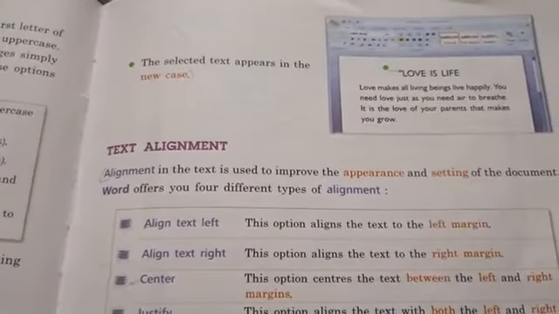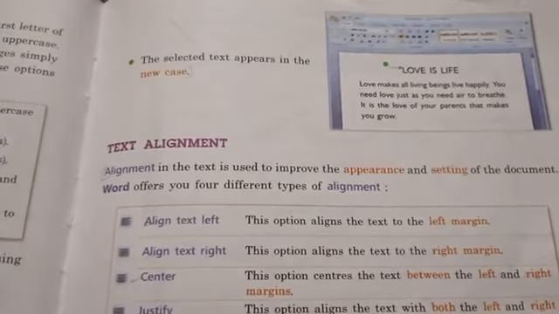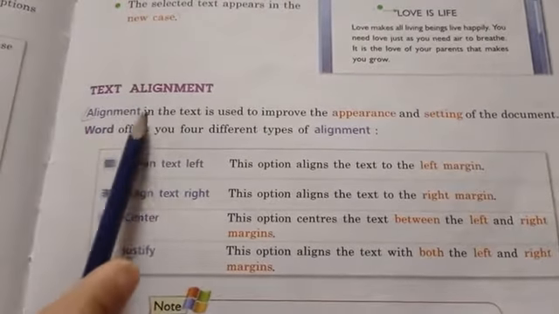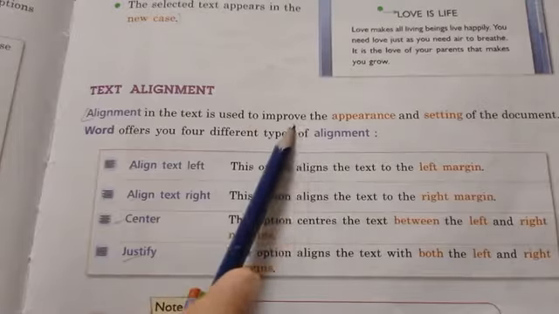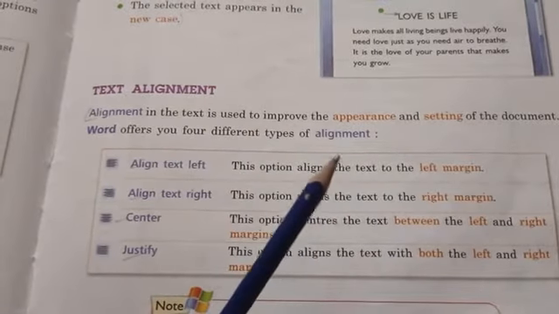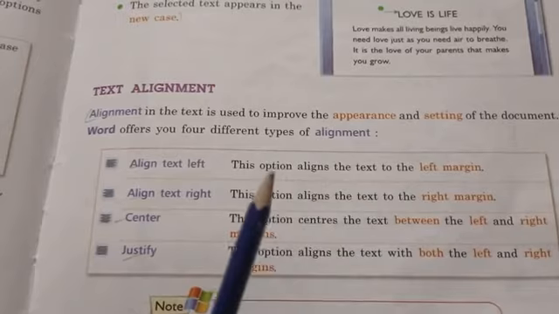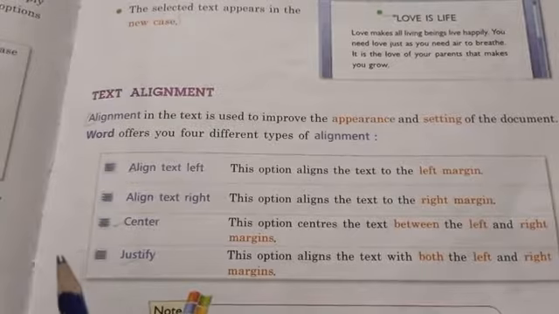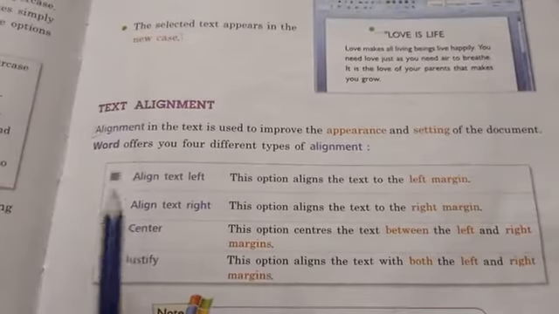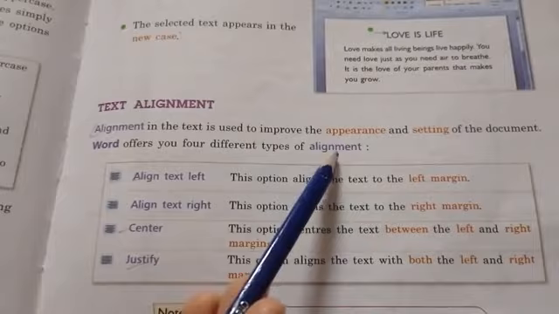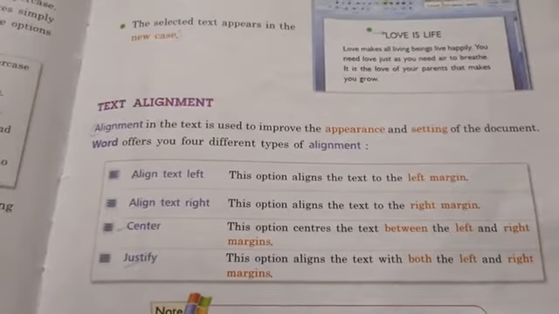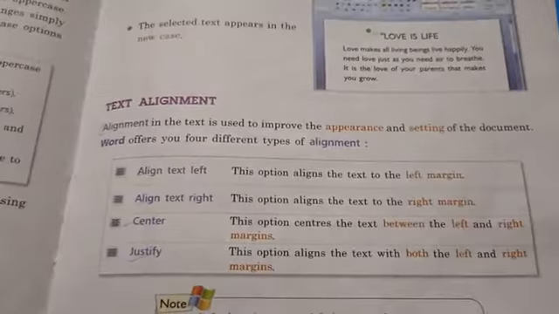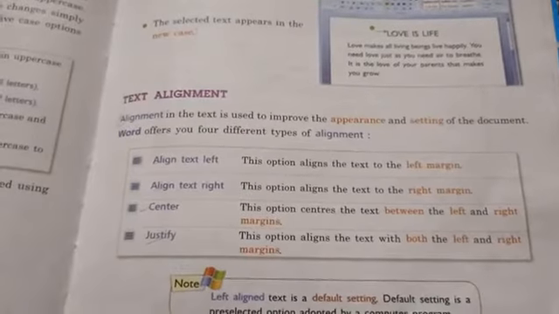Now we will learn text alignment. What is text alignment? Alignment of the text is used to improve the appearance and setting of the document. To improve the setting and appearance, we use this alignment. Word offers you four different types of alignment. We use it for the appearance and setting. Okay, it's clear. But what is it?